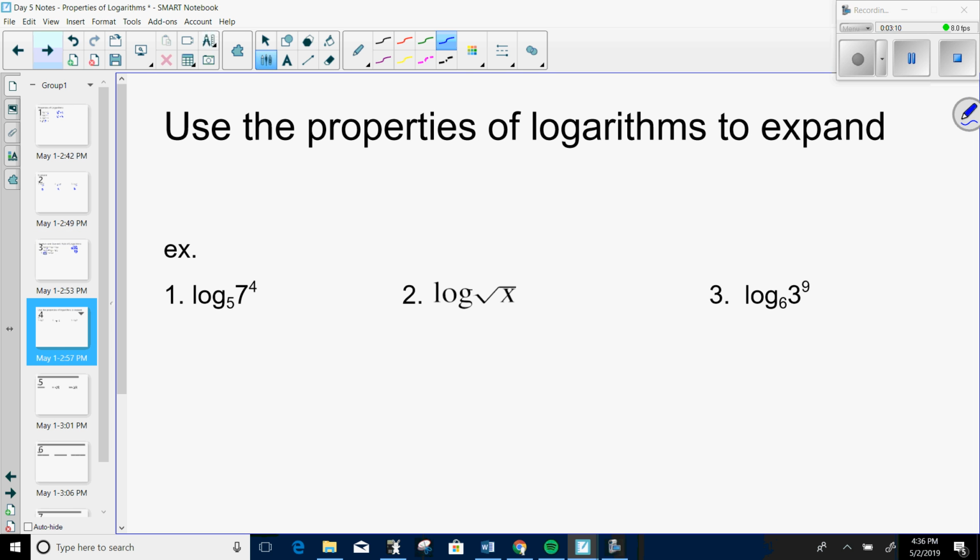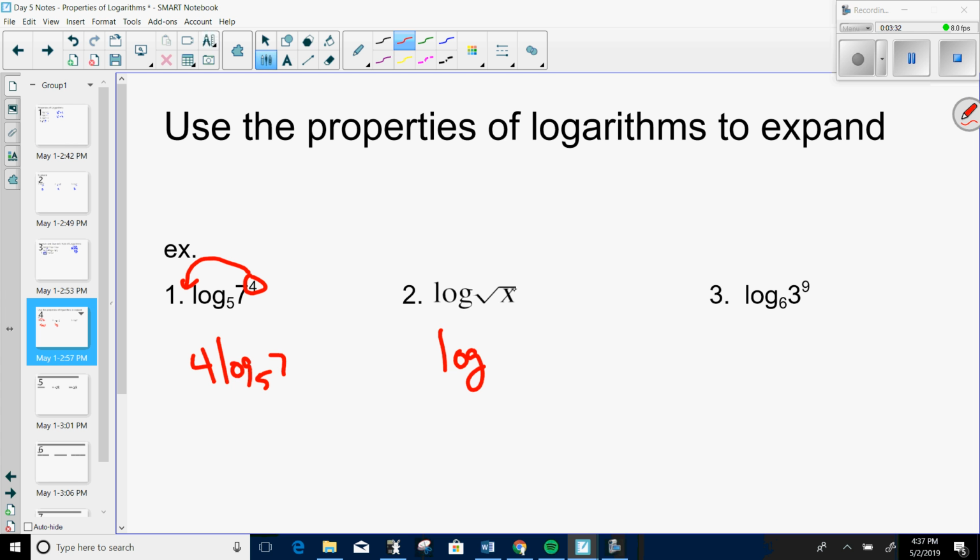So the first thing we're going to do is expand. Basically, we're going to use all these properties to rewrite logarithms. So the only way that we can rewrite this one is to take this 4 and move it out front, and this would become 4 log base 5 of 7, and that's all we're doing, just rewriting using those previous properties.